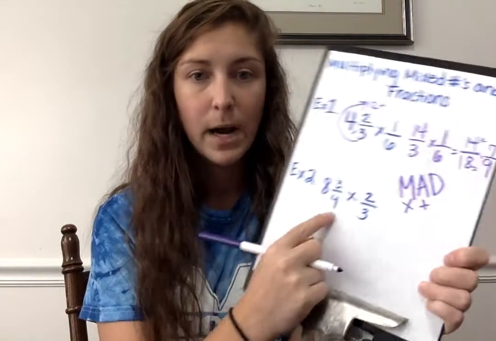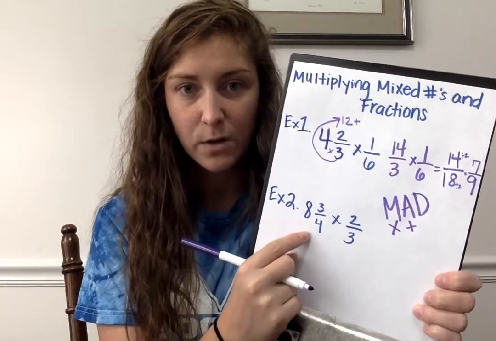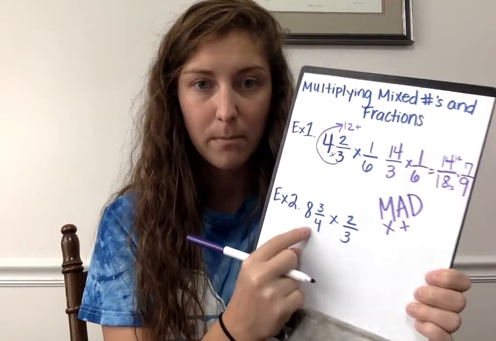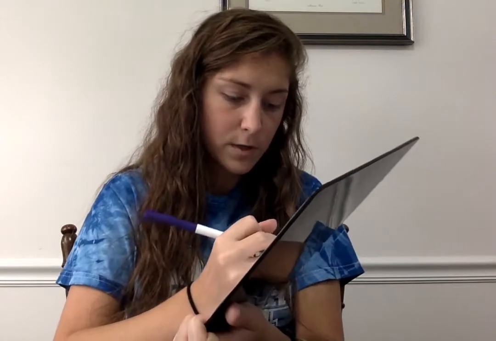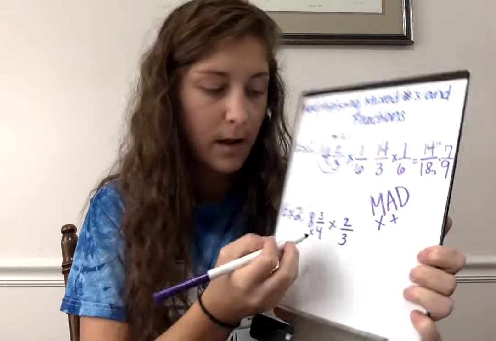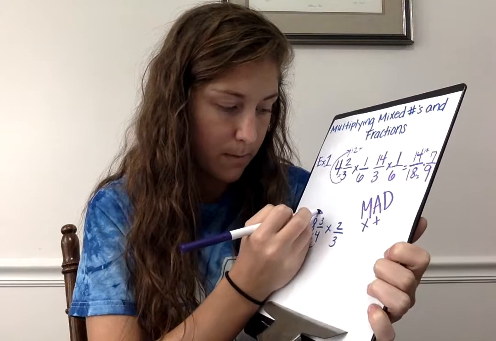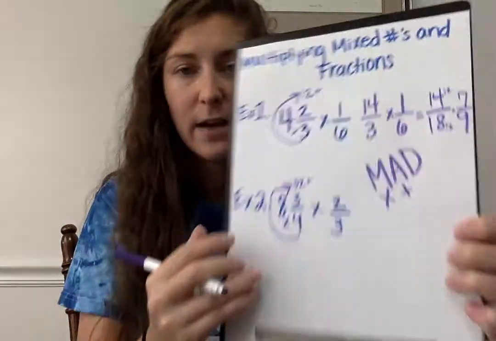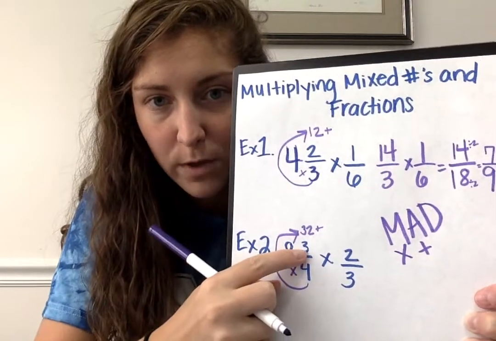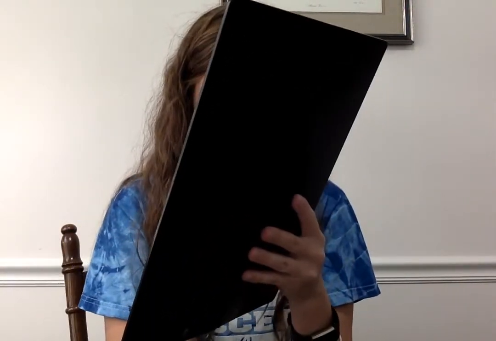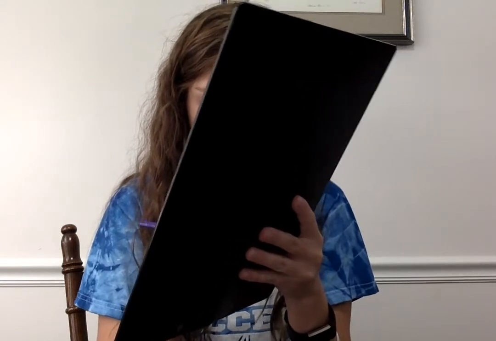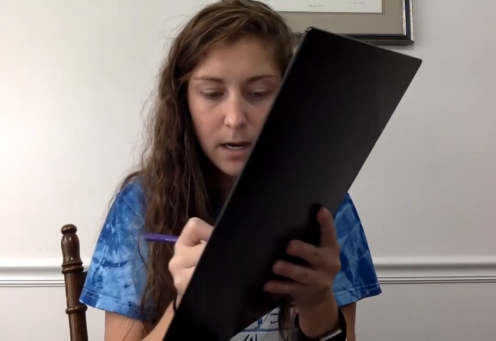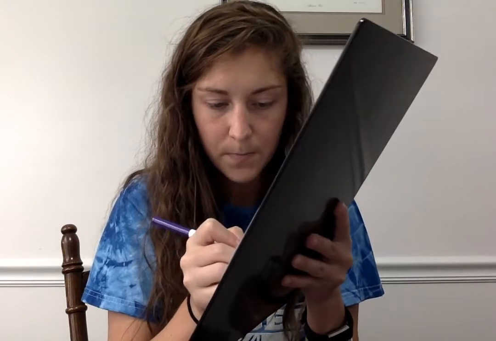Now, for my bottom problem, I have 8 3/4. So again, I have to make that mixed number mad. 8 times 4, so whole number times denominator, gives me 32. Make my backwards C, put my 32 up at the top. I'm going to add that 32 with my 3. So 32 plus 3 is 35. So I have 35/4 times 2/3.